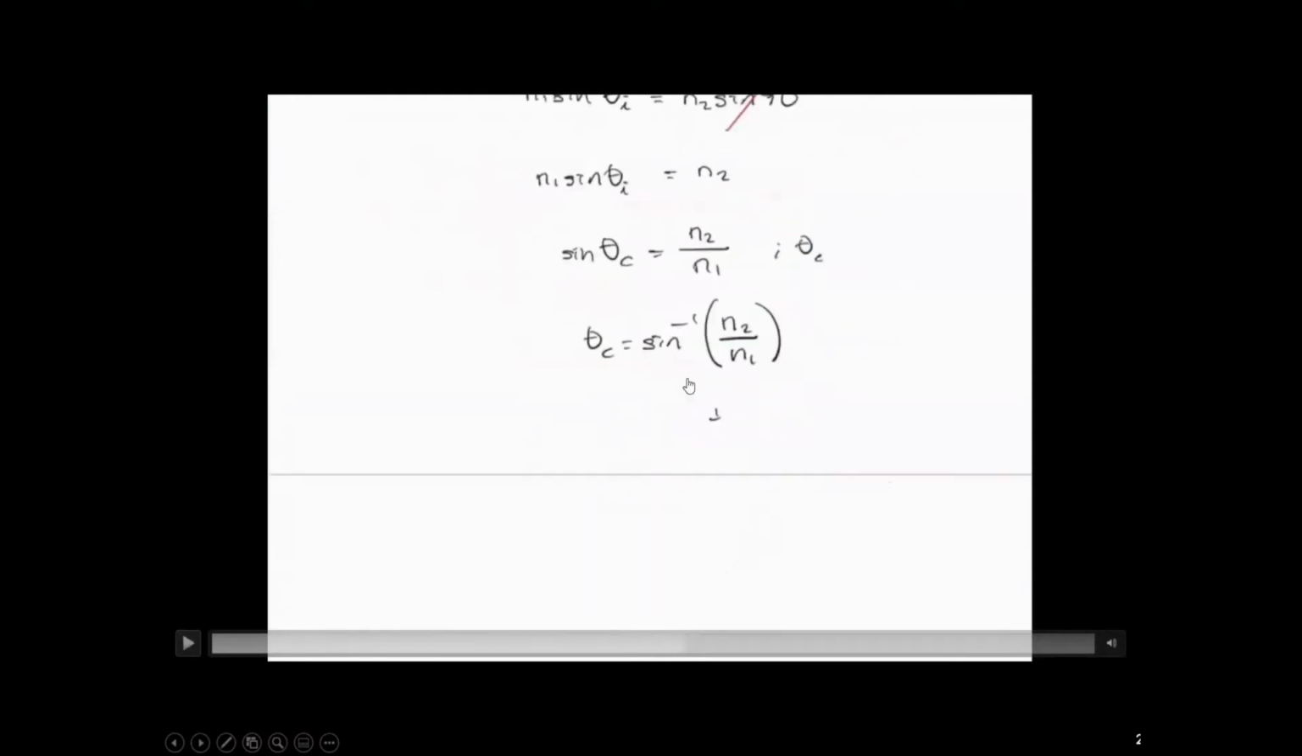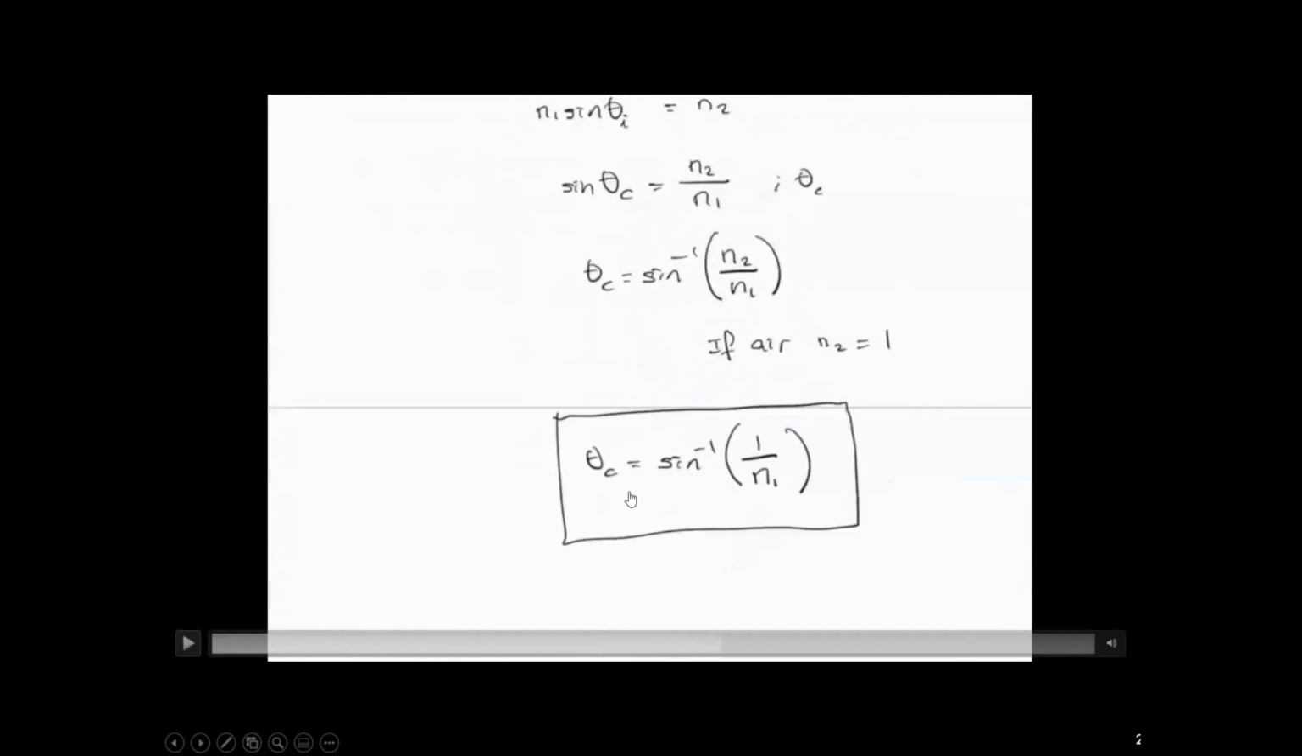So we came up with an expression for the critical angle. So solve for the critical angle, and we're done. All right, n2 in this case, if it's air, it's going to be 1, so we can further simplify the equation to this. All right, so this is our critical angle.